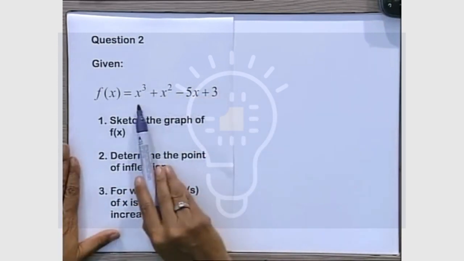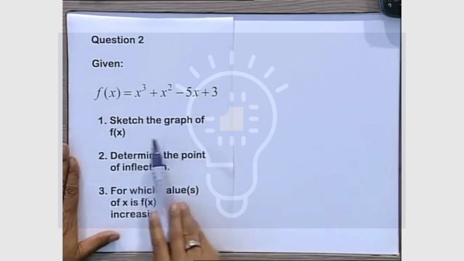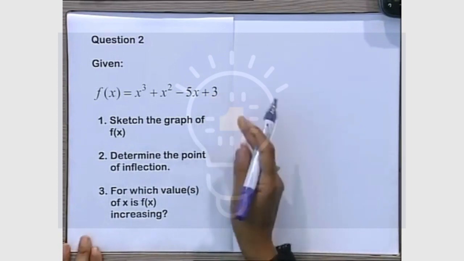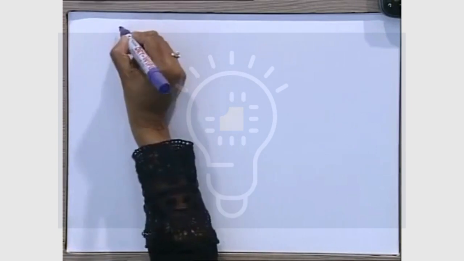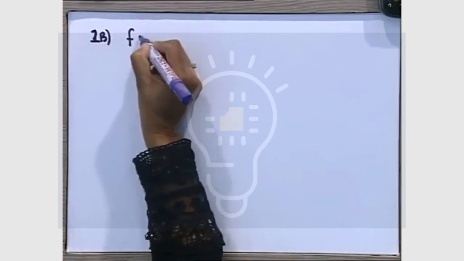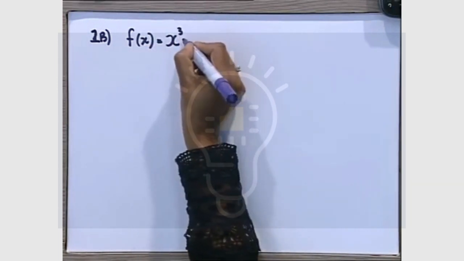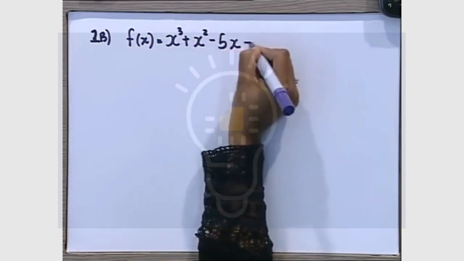F of x is x cubed plus x squared minus 5x plus 3. We want to sketch the graph of f of x. So you haven't been given any steps. Right? So write down, this is question number 1B in your books, and you have f of x is equal to, I write the function down, x cubed plus x squared minus 5x plus 3.